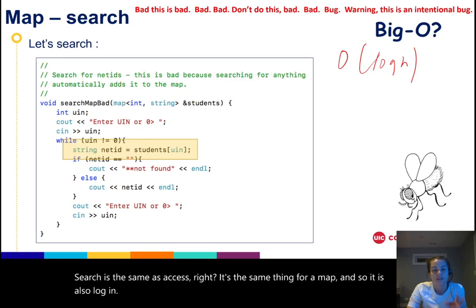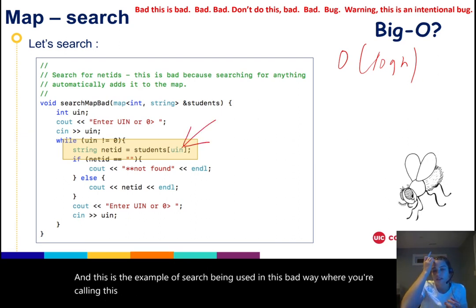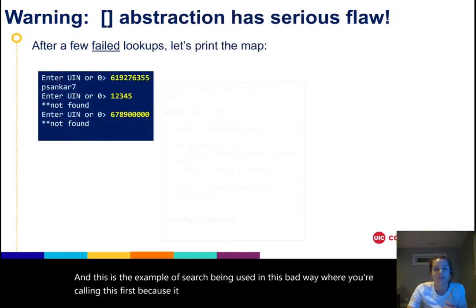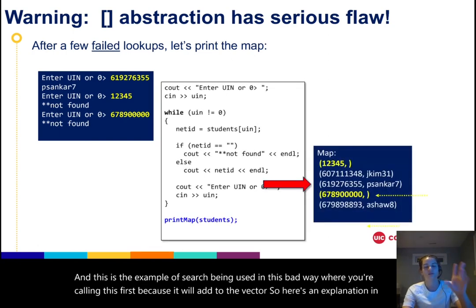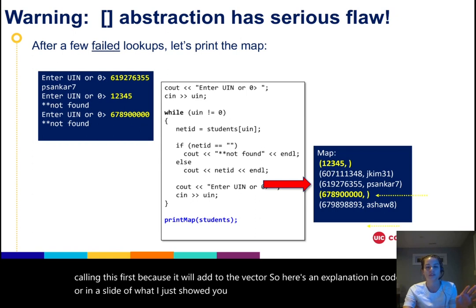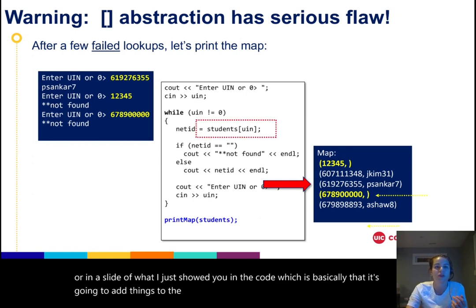And this is the example of search being used in this bad way where you're calling this first because it will add to the vector. So here's an explanation in code or in a slide of what I just showed you in the code, which is basically that it's going to add things to the map while you looked it up.